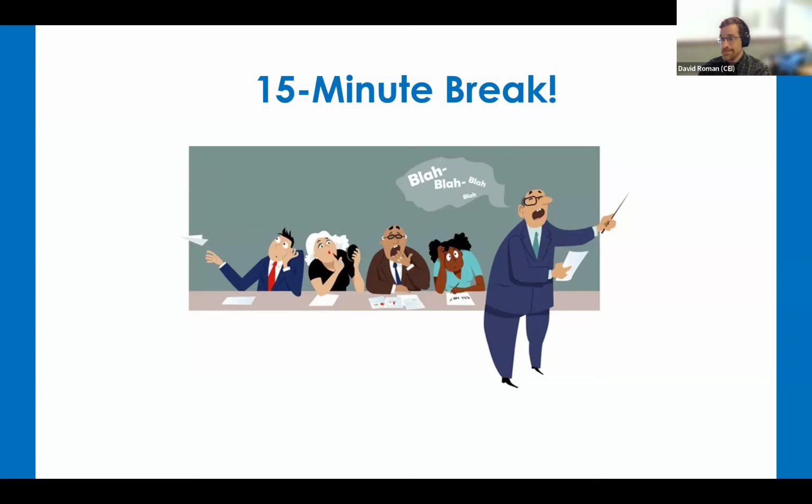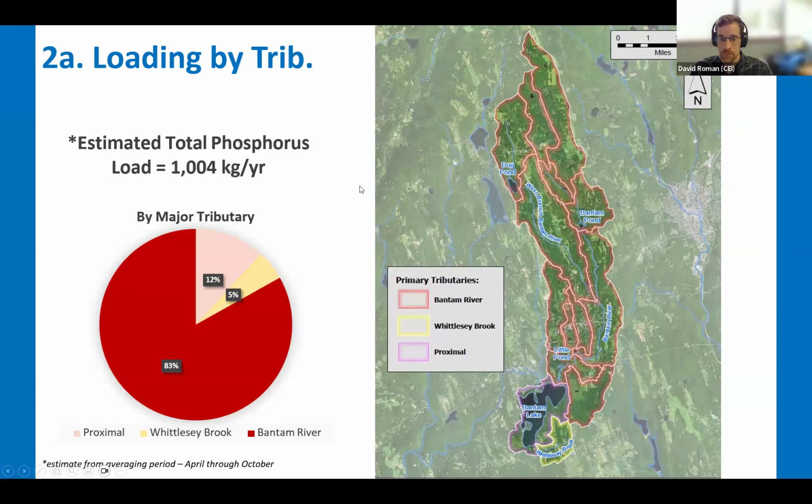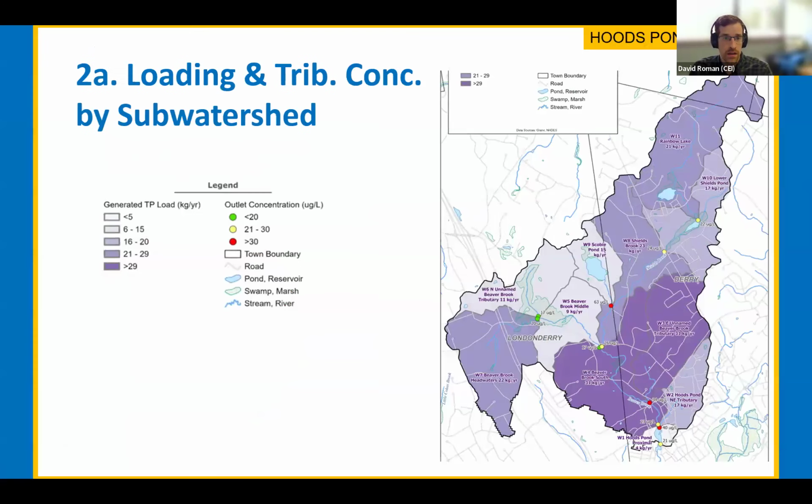We can estimate what the potential loading is by tributary. In this case, we only have 3 inputs going into Bantam Lake. It's going to be the proximal watershed around Bantam Lake, this Whittlesey Brook over to the south, and then the main tributary is all this stuff in red here. So that's most of the loading. This is a bit more interesting for some other lakes, which have more sources. So that's one way to look at it.